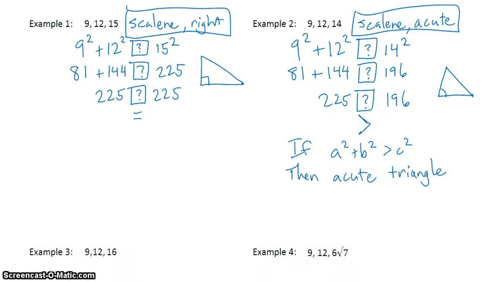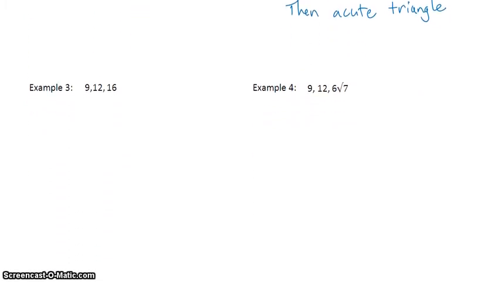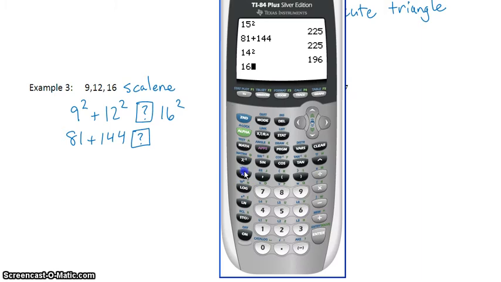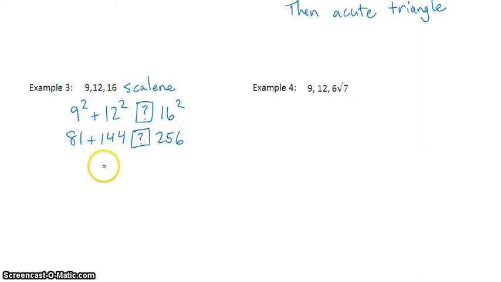Let's look at example 3. This time our sides are 9, 12, and 16. 9 and 12 is 21, which is bigger than 16. All three sides are different, so we have a scalene triangle. But what kind of scalene triangle? Let's plug our numbers into the Pythagorean theorem and find out. 81 plus 144 compared to 16 squared. 16 squared is 256. 81 and 144 is 225. And I'm going to compare 225 to 256.